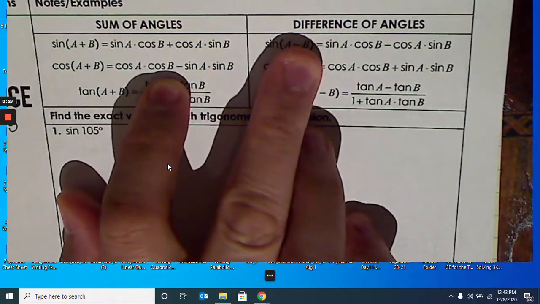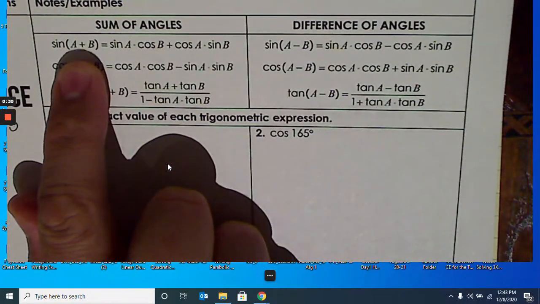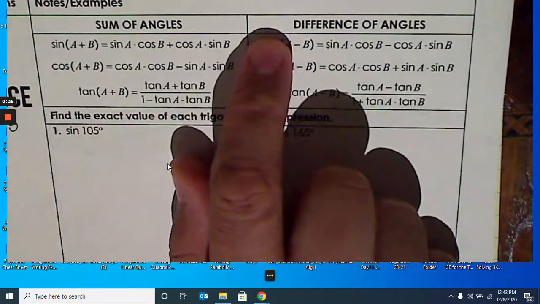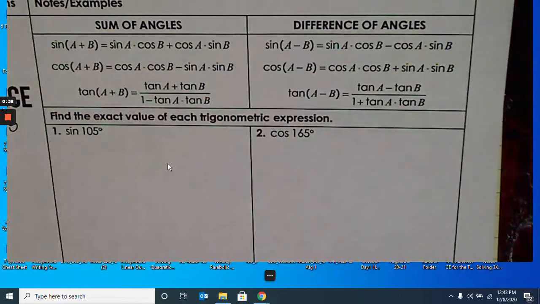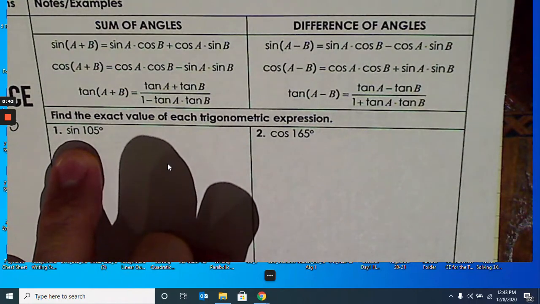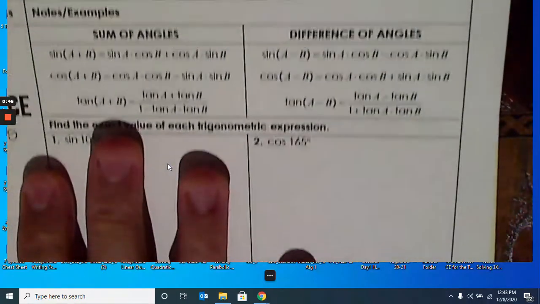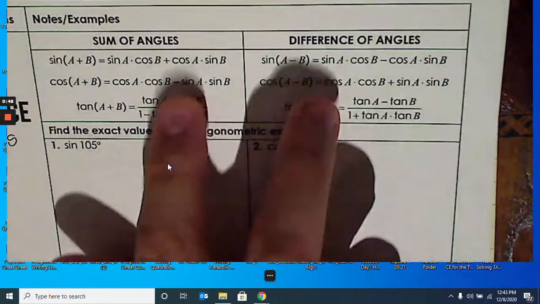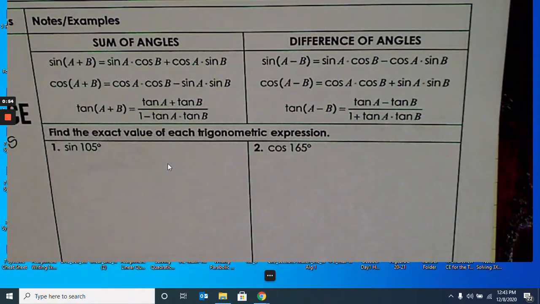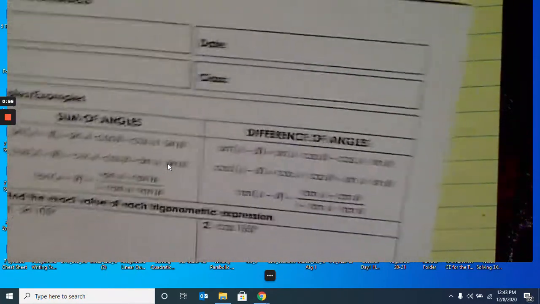You have the sum of angles and the difference of angles, where you have sine of a plus b is equal to this, cosine of a plus b, tangent of a plus b is equal to this, and then sine minus, and so on and so forth. So essentially what we're going to do is evaluate angles, whether it's in degrees or radians, and then show you how to use these formulas to actually do this. Now I'm not going to go through every single one of these, but I'm going to go through the gist of everything, and then we'll go from that point on.